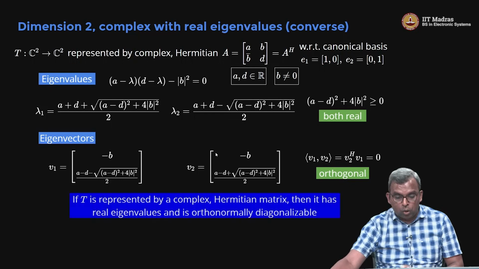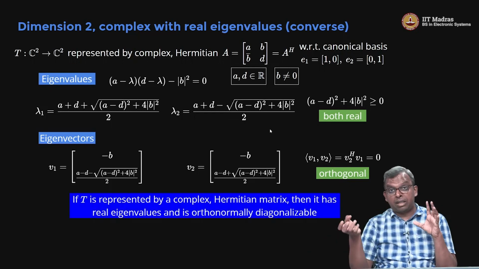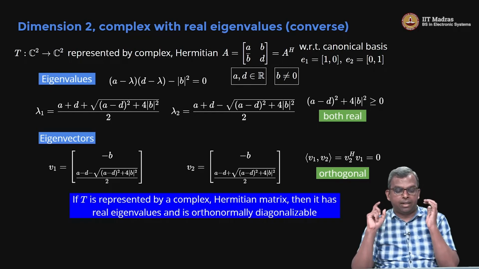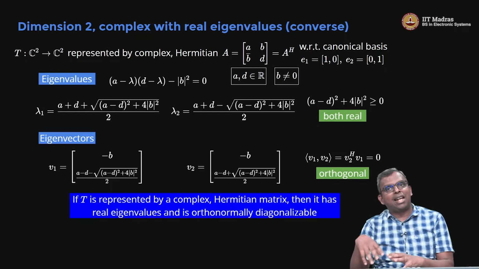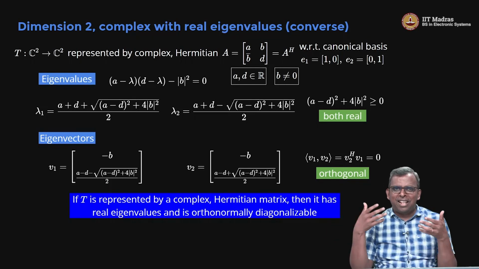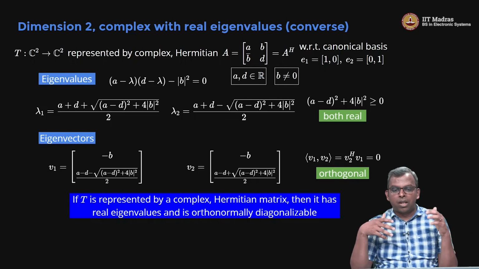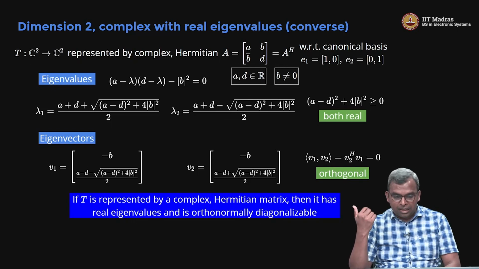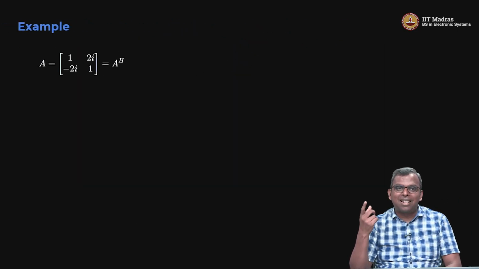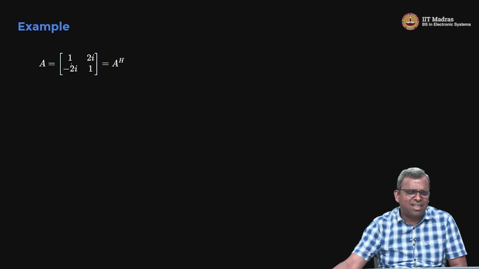This works out. So in summary, if T from C2 to C2 is represented by a complex Hermitian matrix, then it has real eigenvalues and is orthonormally diagonalizable. This is very, very similar to what we had earlier with symmetric matrices. Now does this extend in general? But before that, let's see an example. Examples are important to see. Once again, it's very, very simple.